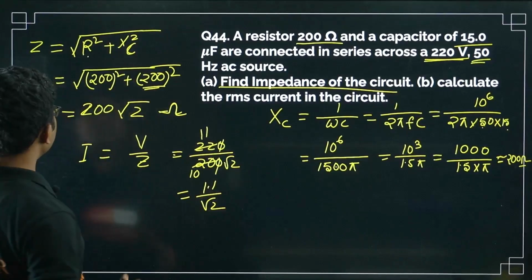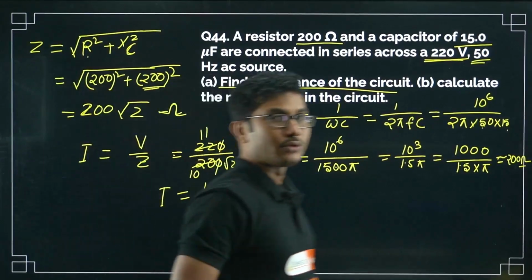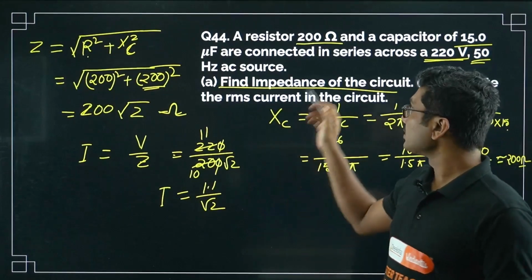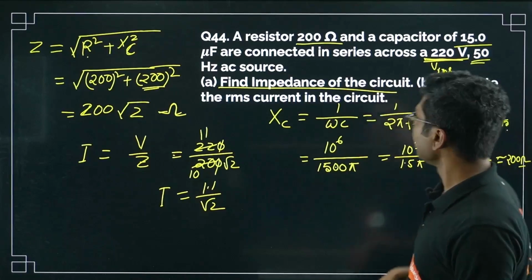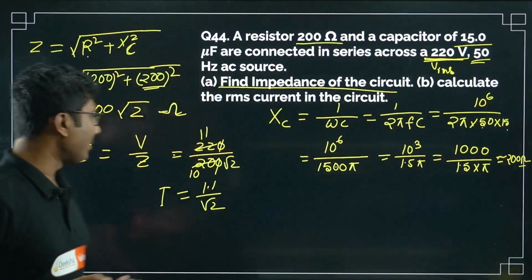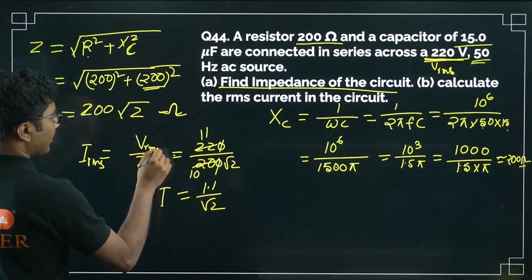1.1 divided by root 2. This is the current, RMS current. Don't divide it again by root 2. Be very careful, because this itself is VRMS. So IRMS is VRMS by Z.